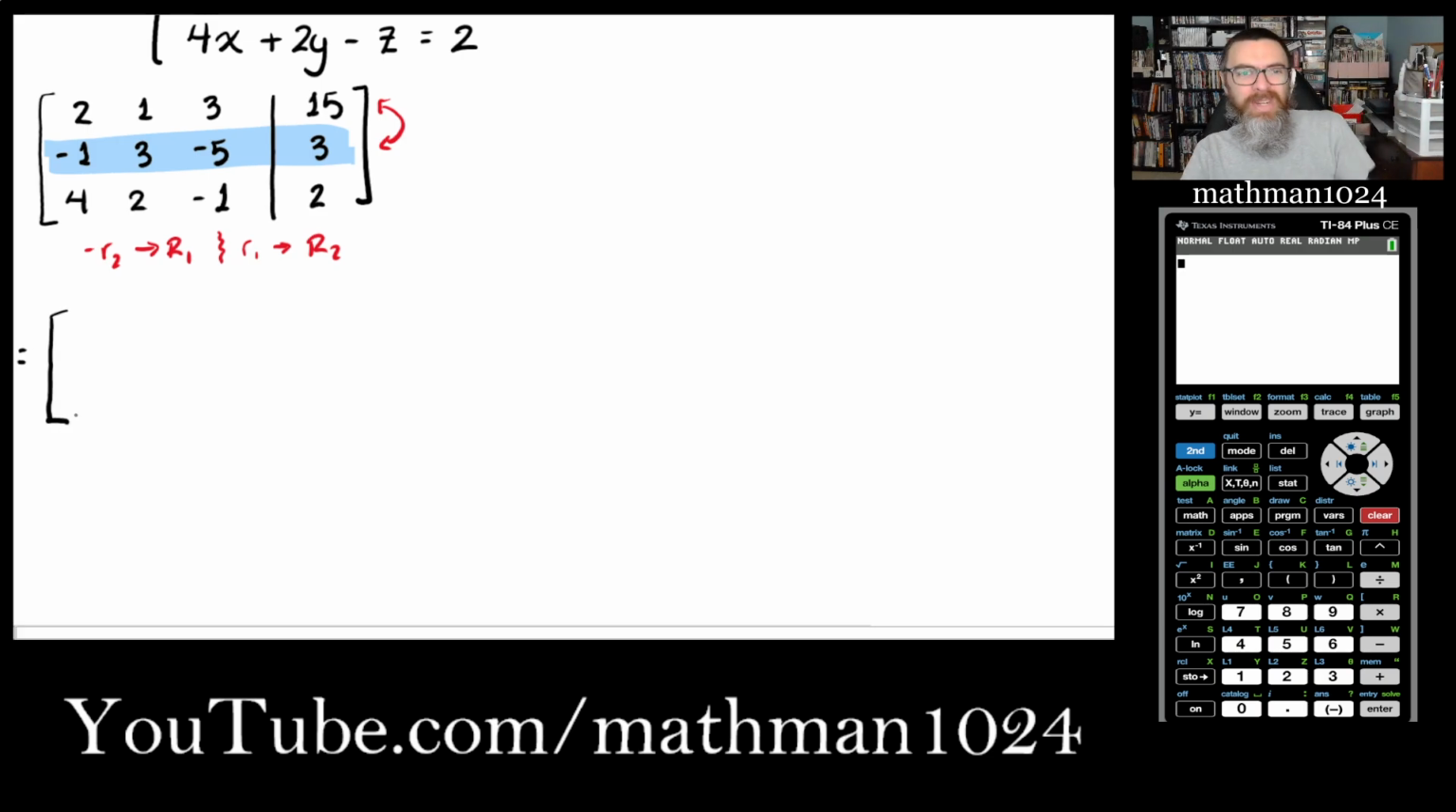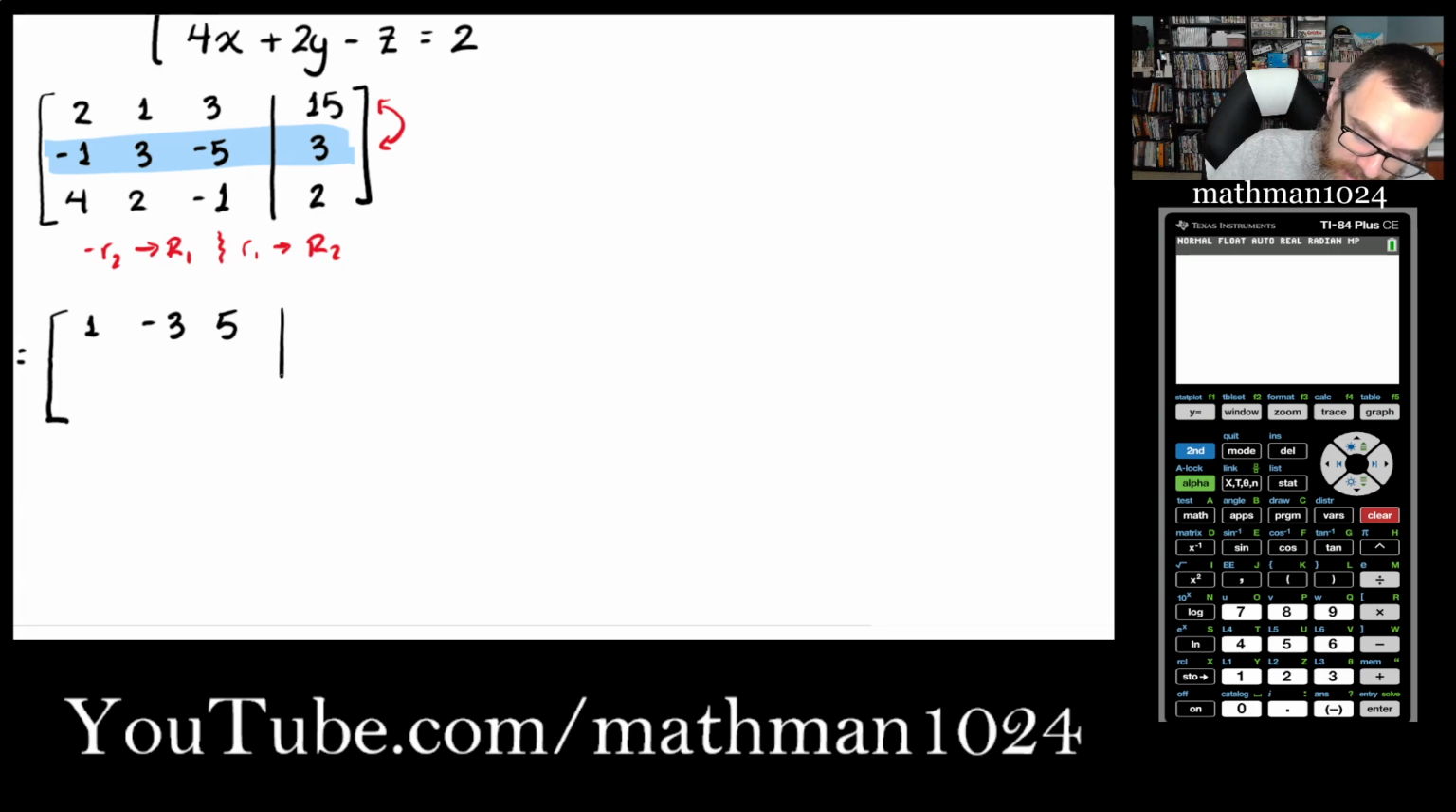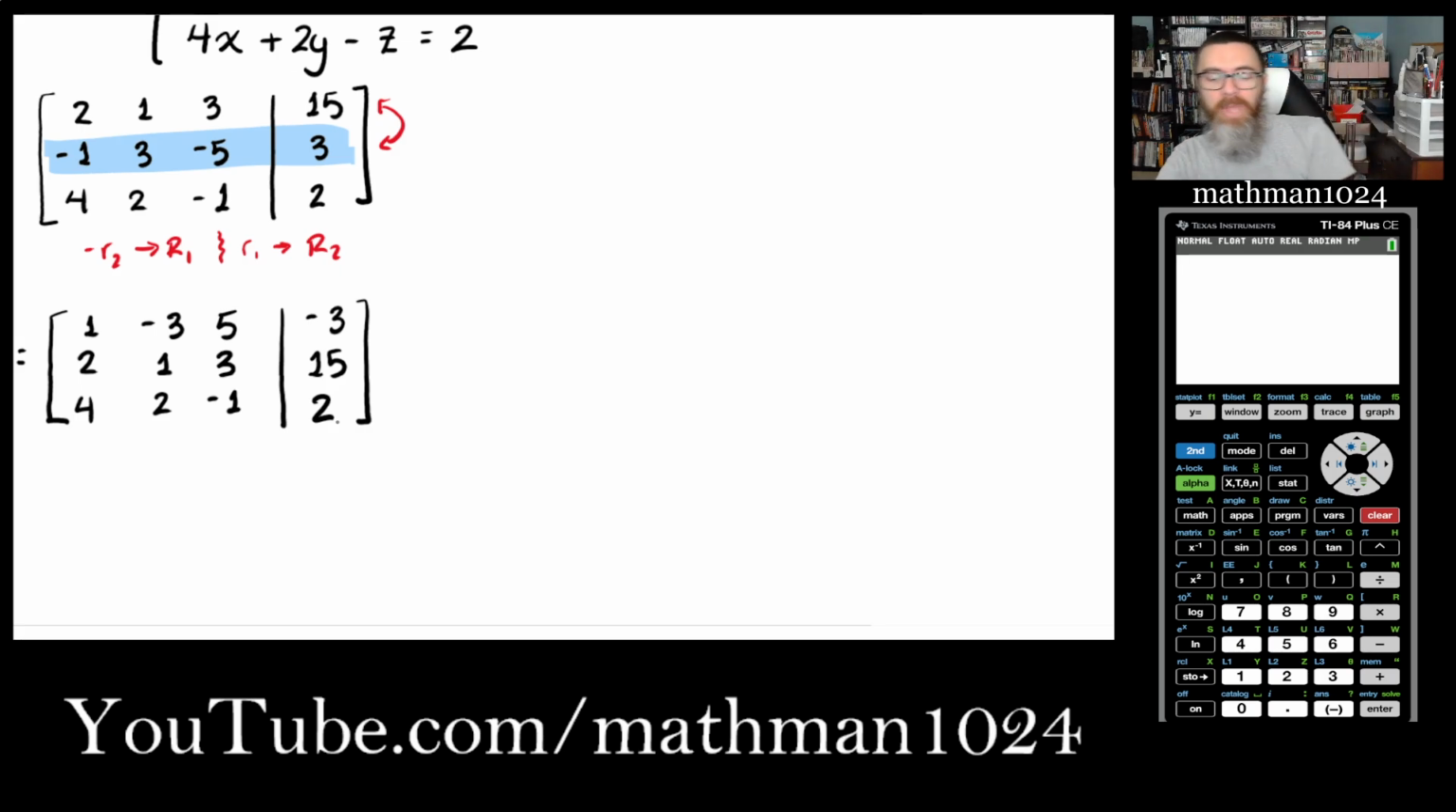So when I do negative that second row, that makes it a +1, -3, +5, and -3. And I'm just putting the first row down into the second row. And this guy down here, we didn't do anything with that. All right, so we have a 1 right here, which is good. And we want to get zeros down here.